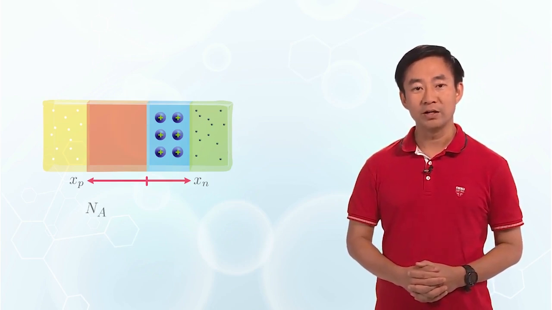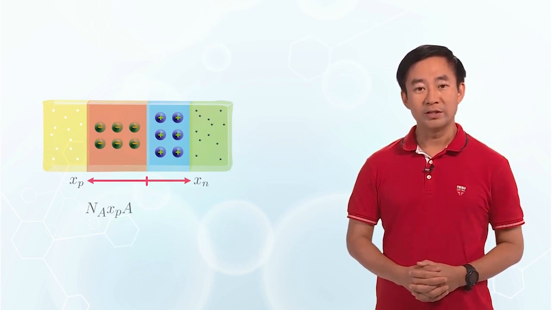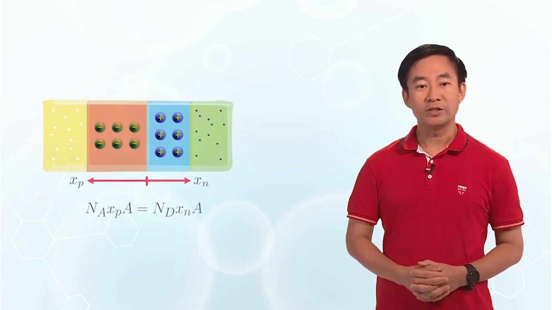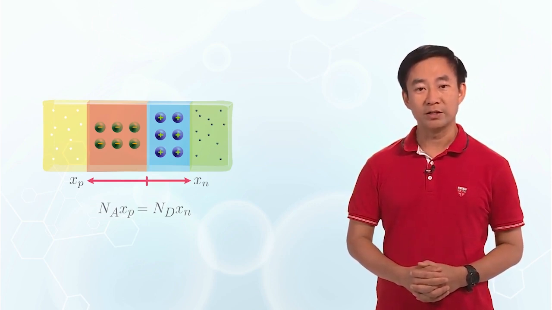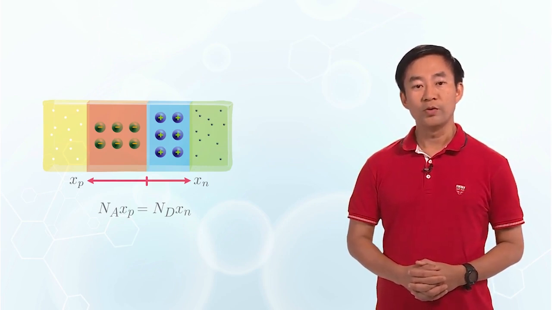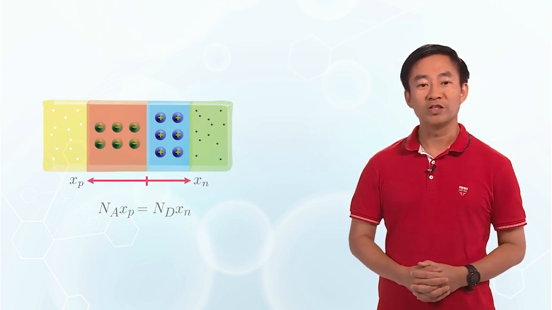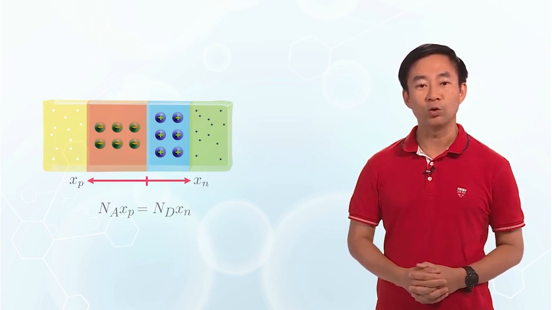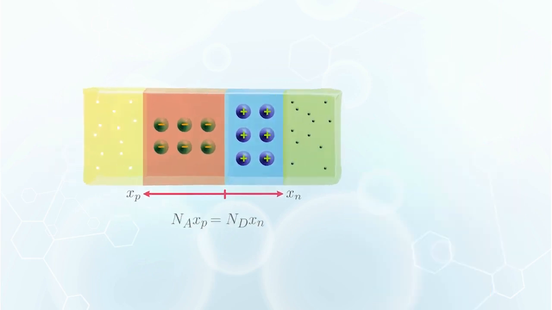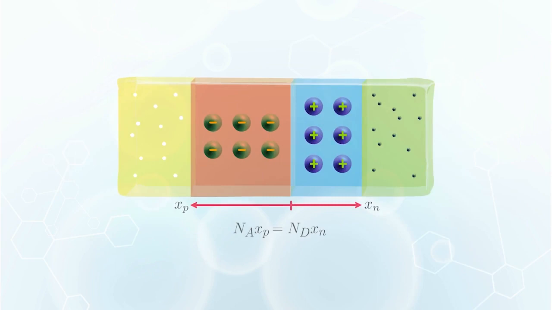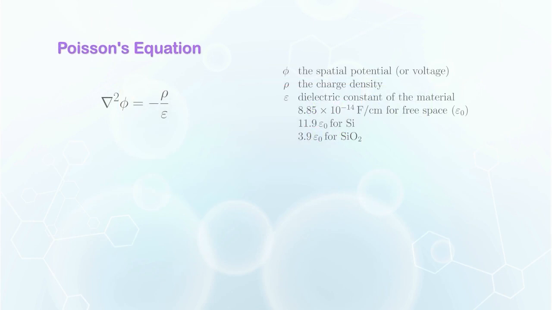Na times xp times the junction area is equal to Nd times xn times the junction area. Or simply, Na times xp is equal to Nd times xn. From this point onward, we will normalize all calculations with respect to the area by taking A equal to 1 for simplicity. In the given equation, there are two unknowns, xp and xn, and we need to find another relation between them. To do this, we have to look at Poisson's equation.